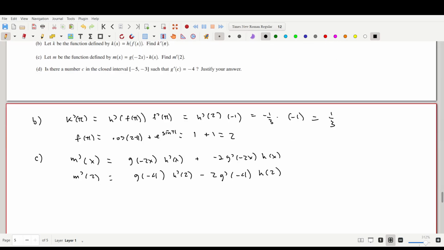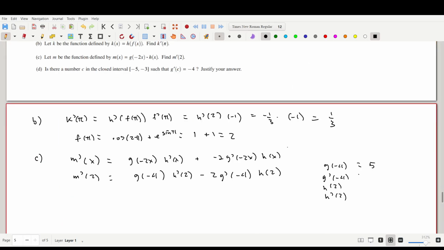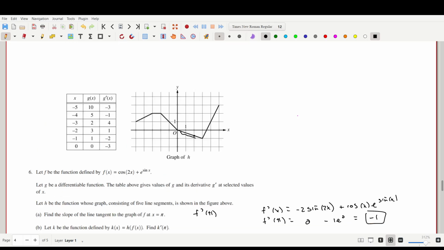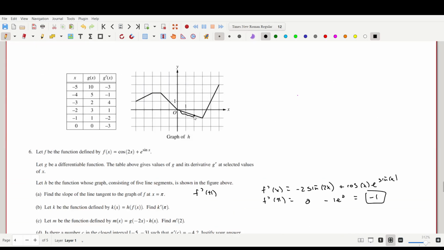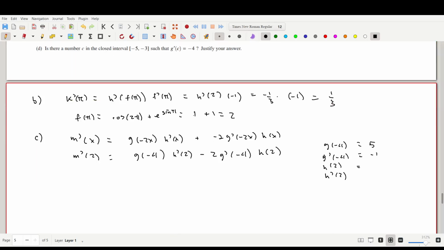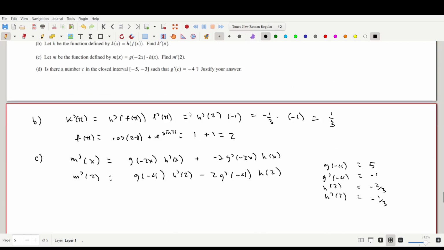All right, let's see that. Let's list these out. G of negative 4, g prime of negative 4, h of 2, h prime of 2. G of negative 4 is in the table 5. G prime of negative 4 is from the table negative 1. H of 2 is negative 2/3. And h prime of 2 is negative 1/3. Seems like it. That's so weird.